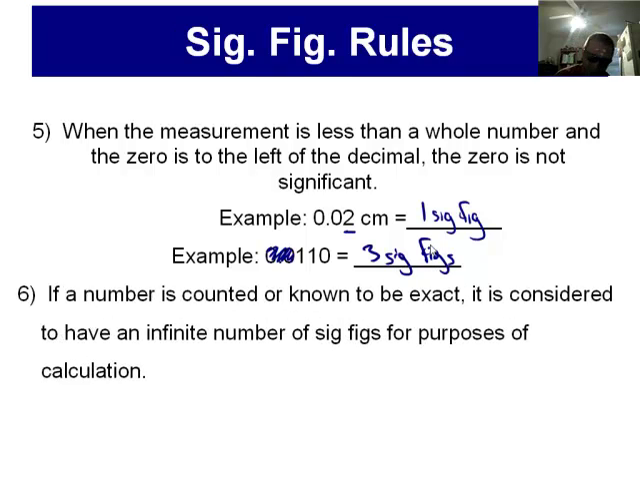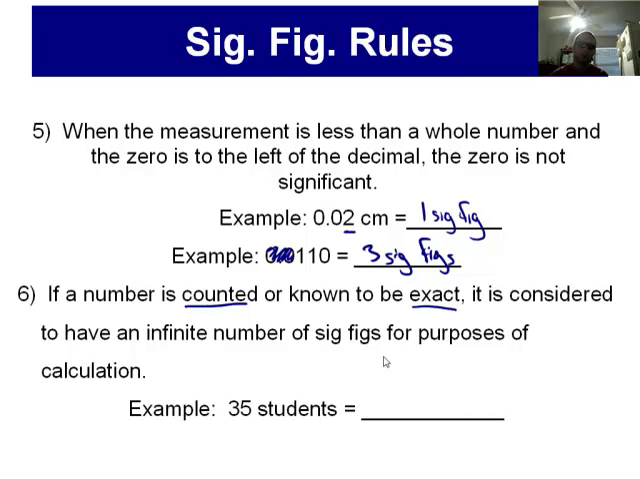Last rule, guys. Number 6. If a number is counted or known to be exact, it is considered to have an infinite number of significant figures for the purposes of calculations. For example, say we get back to school on August 17th, guys. It is coming up on August 17th. Say we come back to school on August 17th, and we get all in the classroom, and I count that there are 35 students in that classroom. That number is counted. It is exact. So for the purposes of calculation, anything I might do with it mathematically, it has an infinite number of significant figures and will not limit the accuracy of my final number. Okay? So things that you count, infinite number of significant figures.